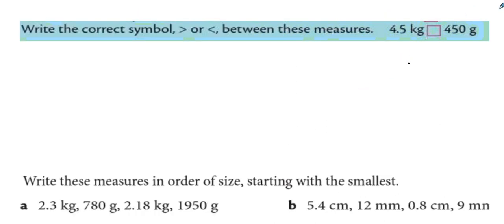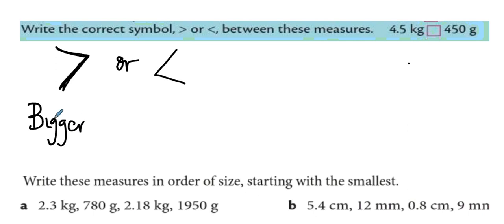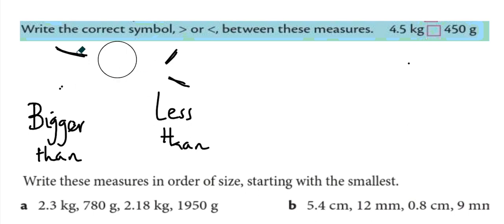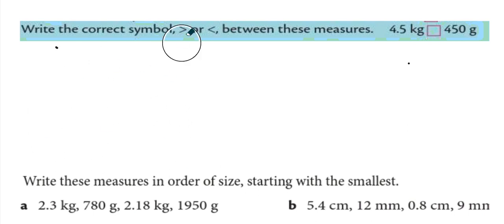On this page, we are supposed to write the correct symbol, either that symbol or this symbol. Remember our discussion? This symbol we said bigger than, and this symbol we said less than. See that? Okay, I hope you remember that quick revision.